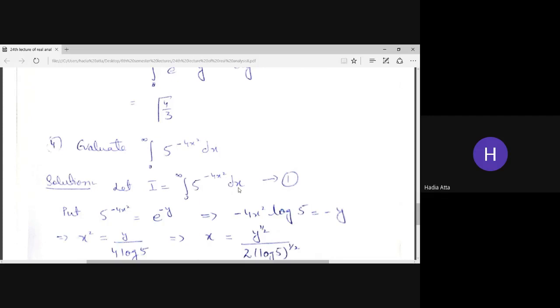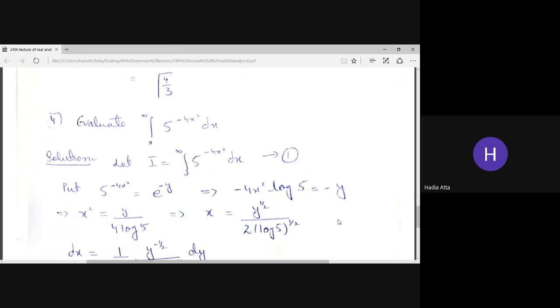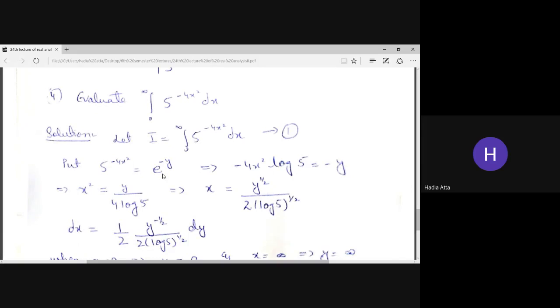Now we have to substitute, and we will substitute the function 5 raised to the power minus 4x squared equal to e raised to the power minus y. If you take log on both sides, the function becomes minus 4x squared log of 5 is equal to minus y. Because log and exponential are inverse functions of each other, that will be cancelled, and from the right hand side, we will have minus y.